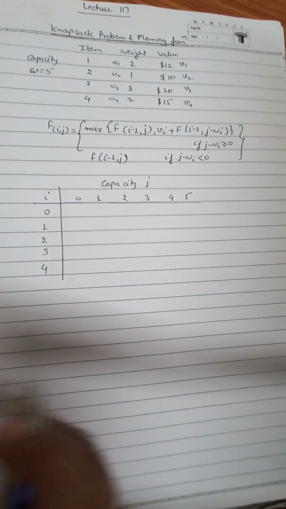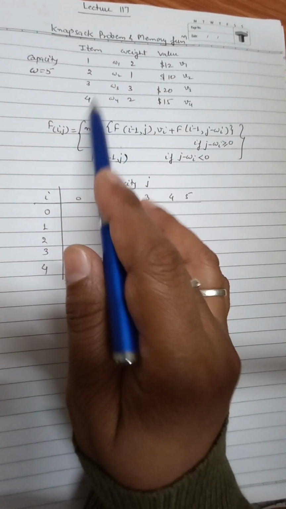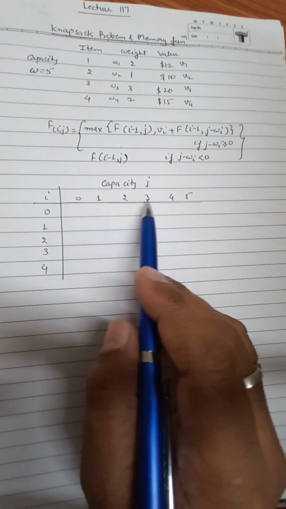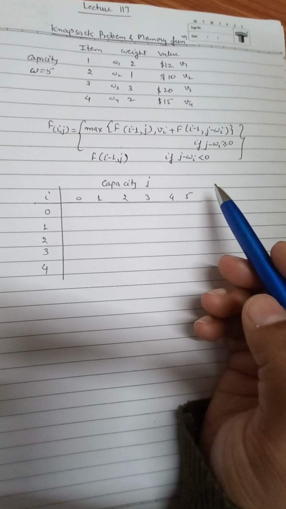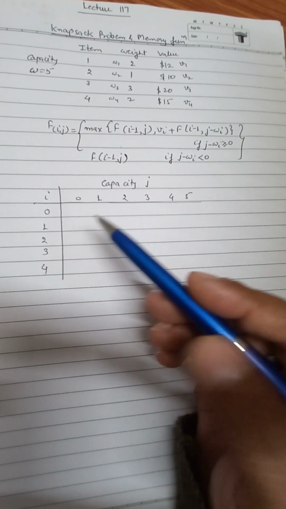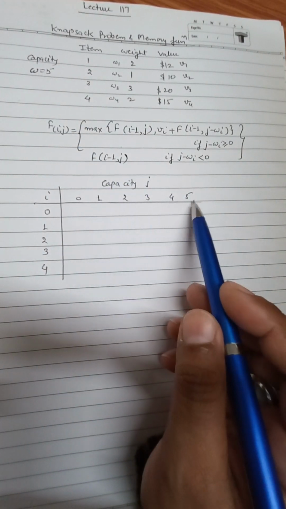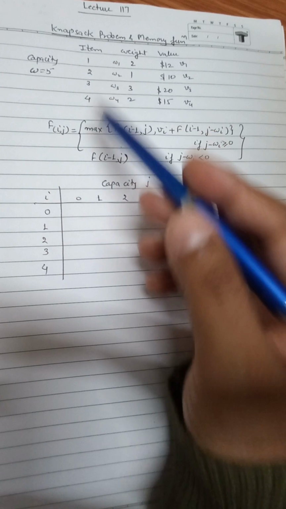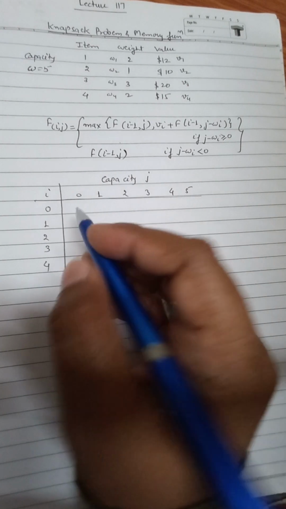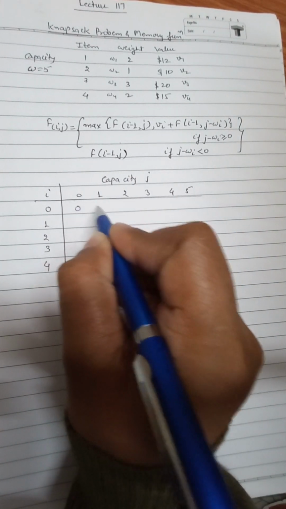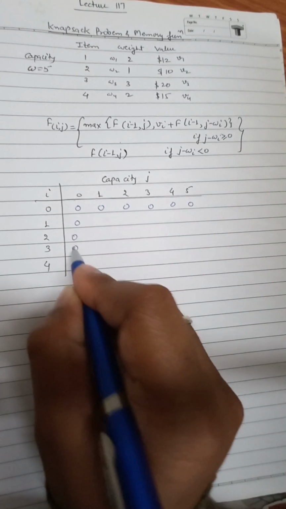So I am writing capacity as J, and because there are 4 items, I am taking 0, 1, 2, 3, 4, and here 0, 1, 2, 3, 4, like this I am writing. As capacity is 5, that's why 0, 1, 2, 3, 4, 5. We are starting from 0. Items are 4, so 0, 1, 2, 3, 4. Initially, the first row and first column values will remain 0. In all of them it will remain 0. So first we will put 0 everywhere.